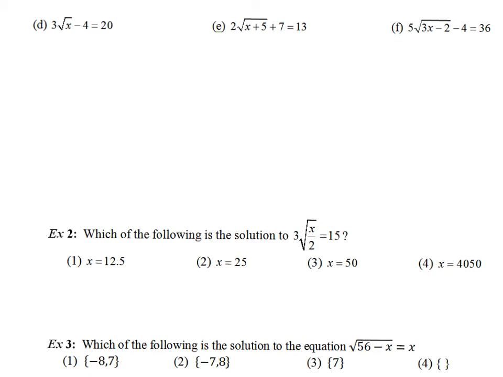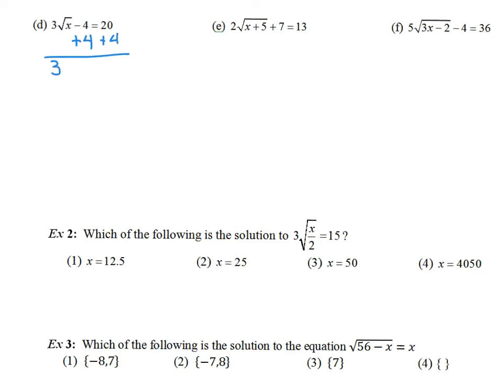As we progress through these examples, we see that the examples are getting a little bit more complicated. In part D, I've got 3 radical x minus 4 equals 20. So this does involve some work in getting the radical by itself. I'm going to add 4 to both sides of the equation.